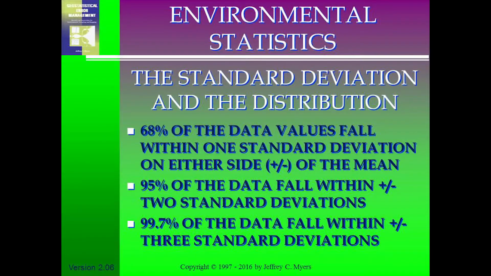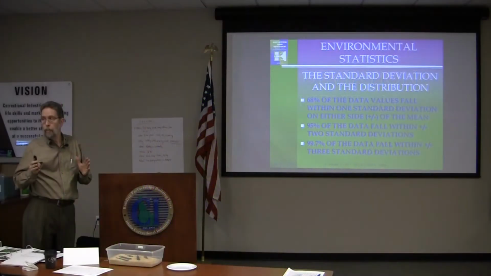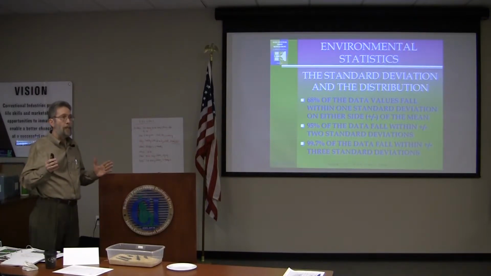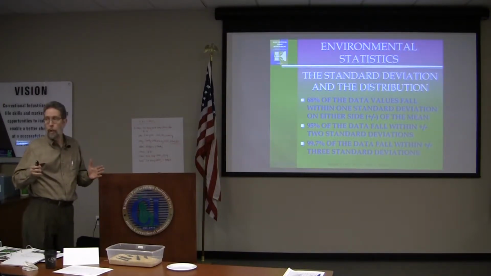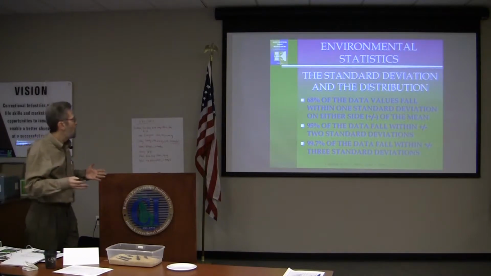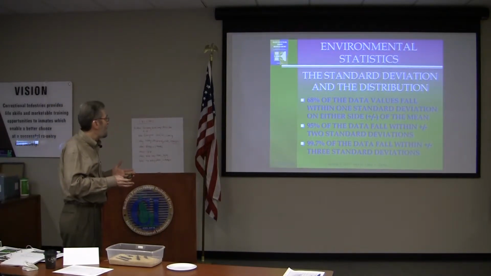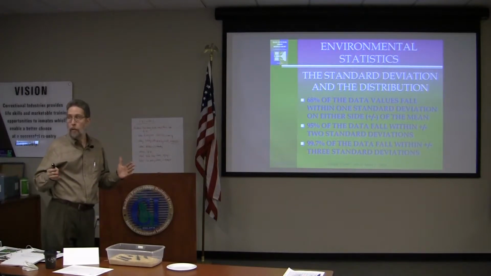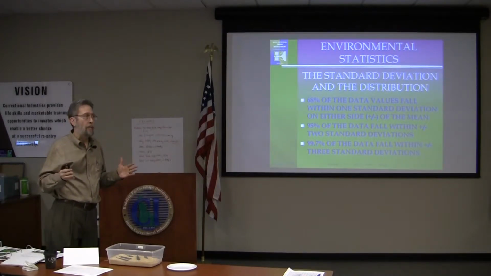But I will go over the normal and just tell you kind of how that works. About 2/3 of the data in a normal distribution fall within plus or minus 1 standard deviation. Actually about 68%, so roughly 2/3. And then within 2 standard deviations, you get about 95%, and you get virtually all of the data in a normal distribution within plus or minus 3 standard deviations.